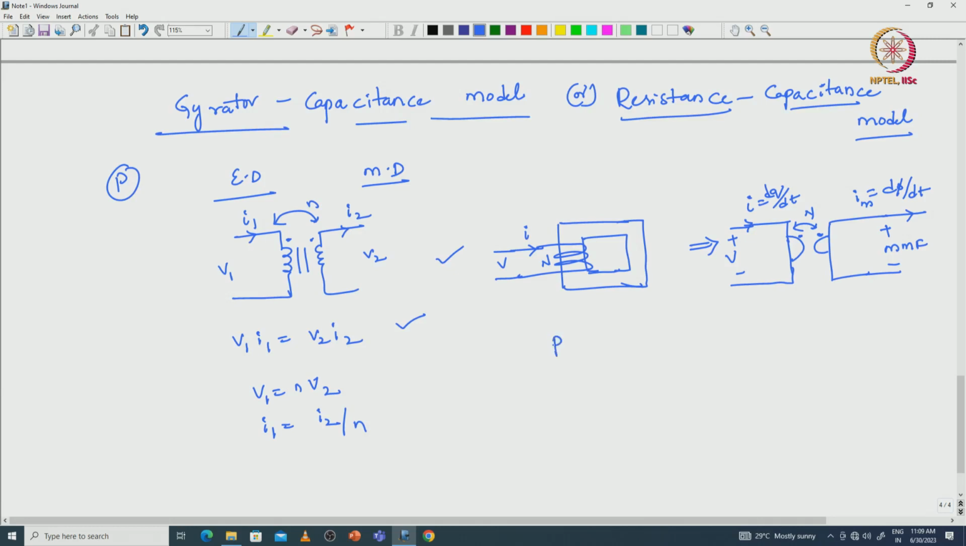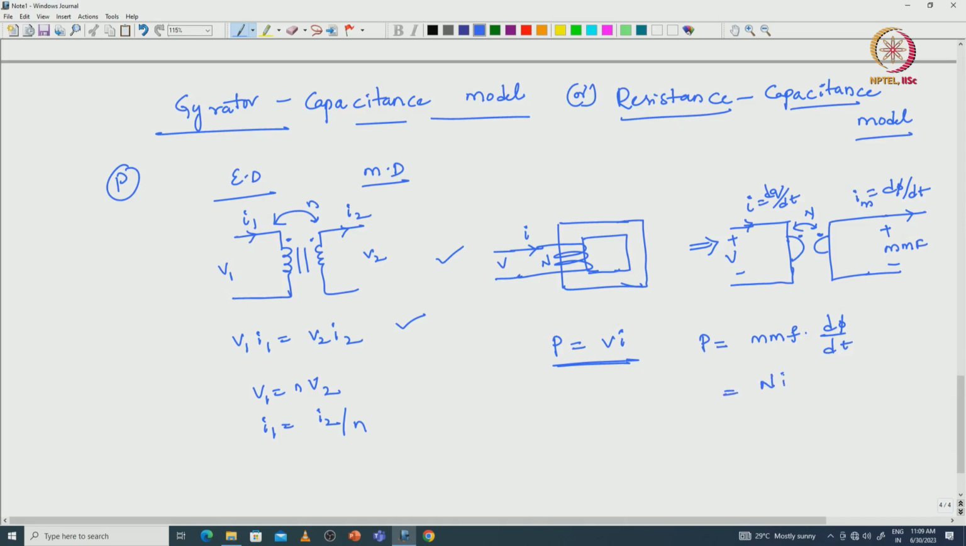Now, we will see the power equation. With respect to the electrical side, it is V into I, it is in watts only. With respect to the magnetic domain, power is equal to the effort variable mmf into the flow variable d phi by dt.